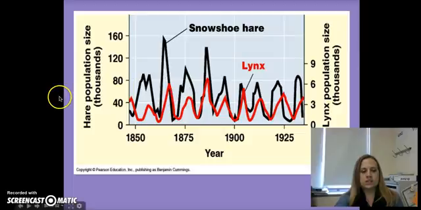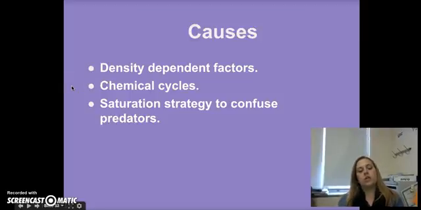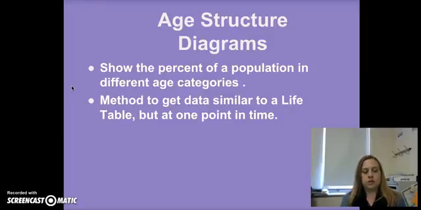So you can see that these fluctuate up and down, and the lynx tends to lag behind the snowshoe hare. If there's not a lot of food, their numbers will decrease. If there is a lot of food, then after the snowshoe hare population increases, the lynx population will increase as well. So again, these cycles are caused by density-dependent factors, chemical cycles, and a saturation strategy that can confuse predators.